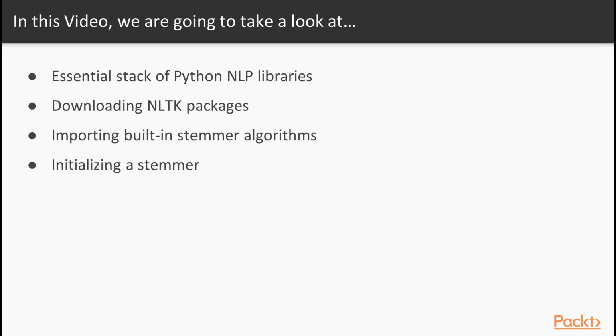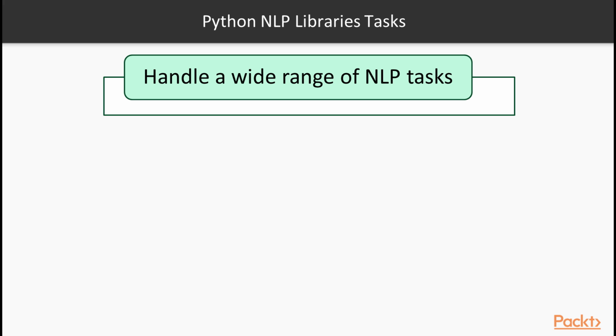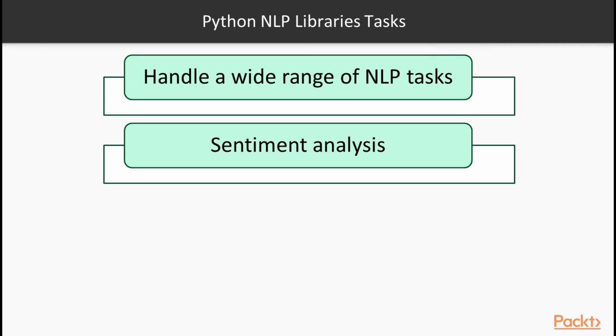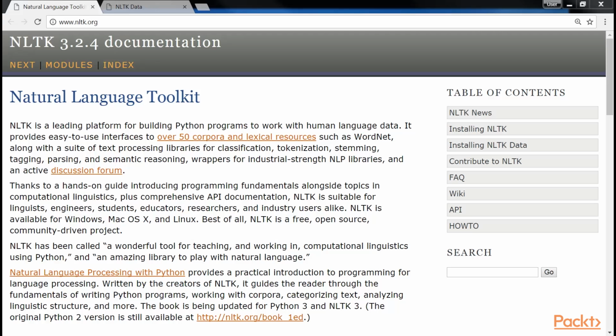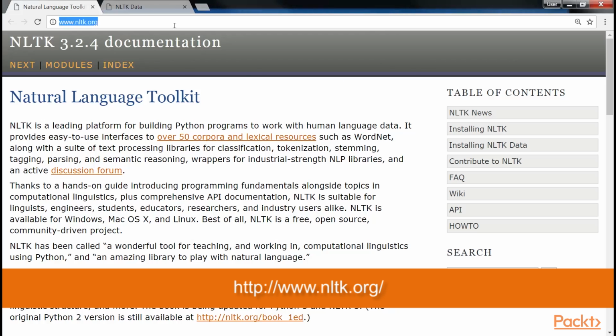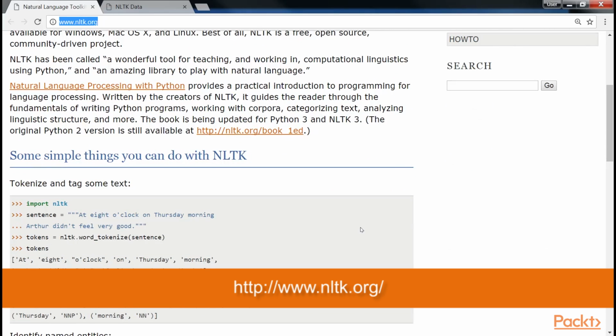After a short list of real-world applications of NLP, let's tour the essential stack of Python NLP libraries in this video. These packages handle a wide range of NLP tasks, as well as others such as sentiment analysis, text classification, named entity recognition, and many more. The most famous NLP libraries in Python include Natural Language Toolkit, that is NLTK, GenSim, and TextBlob. The scikit-learn library also has NLP-related features. You can read more about NLTK at this website.